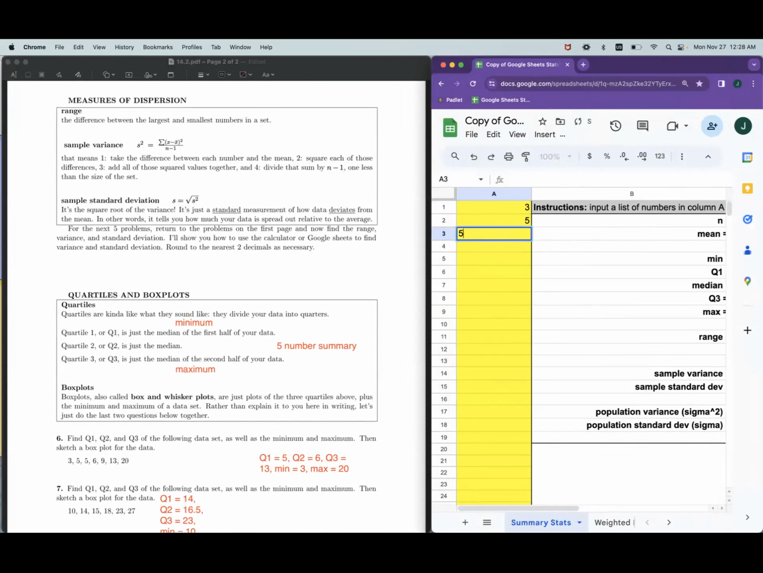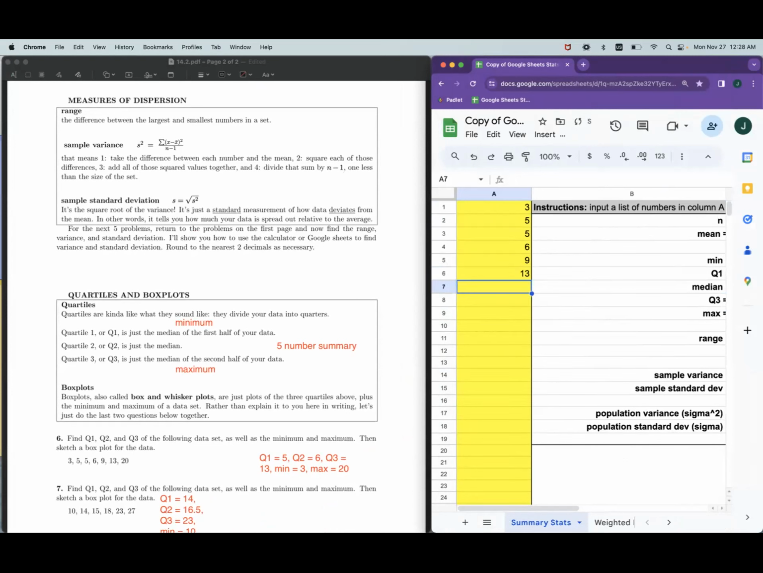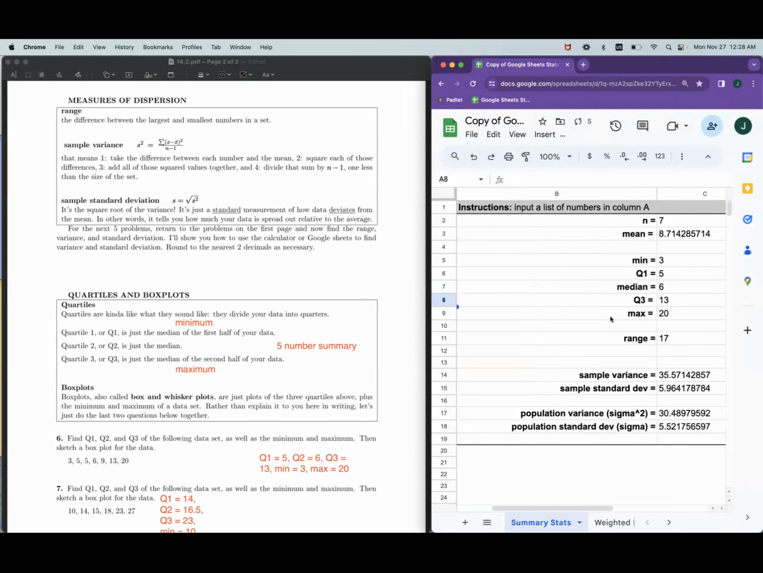3, 5, 5, 6, 9, 13, and 20. Something magical happens. Here I've got quartile 1, quartile 2, and quartile 3 right there. Same numbers, yeah? You also get the minimum and maximum, and they're grouped this way for a reason. That is the 5-number summary right there.